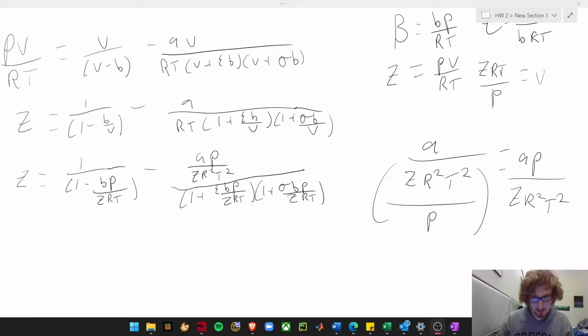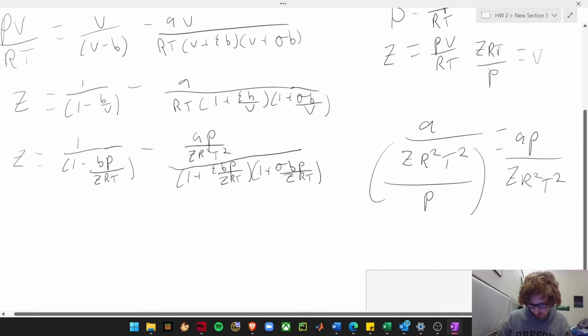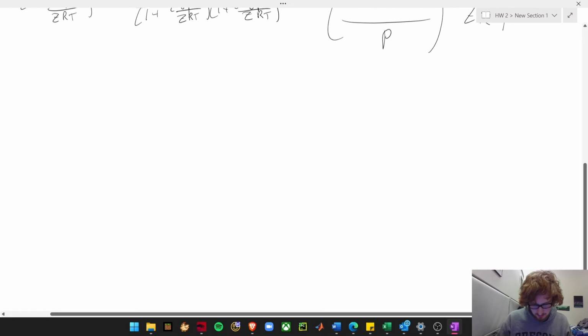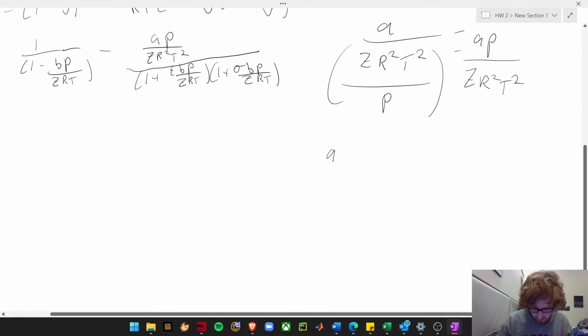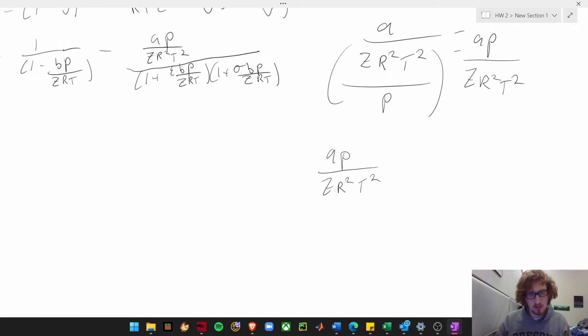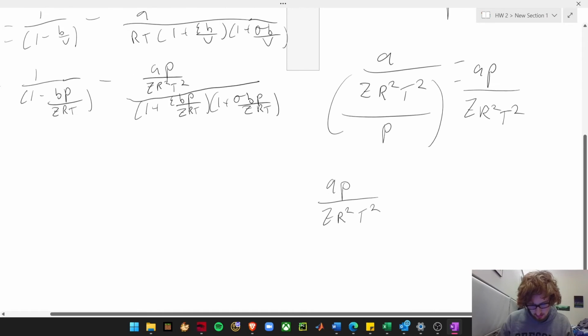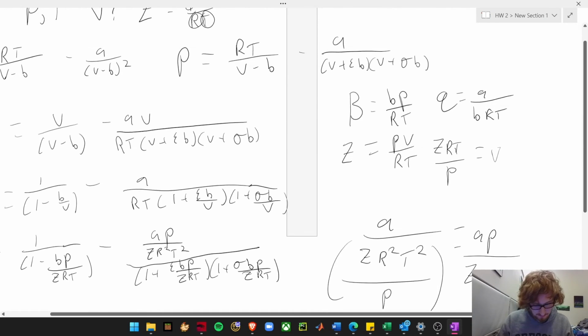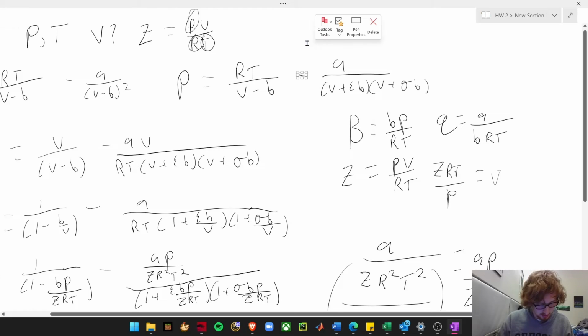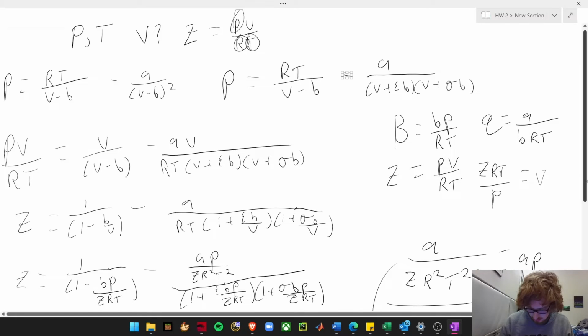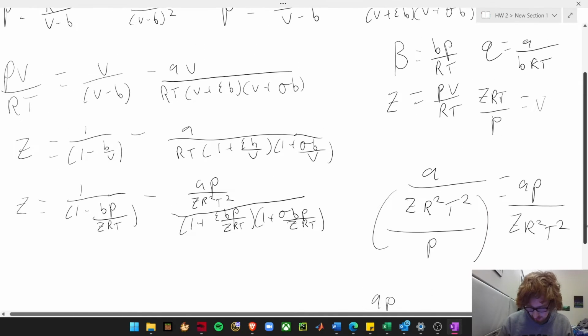Let's look a bit closer at our numerator here. So again, gonna give myself some more space once I find my cursor. And so we have AP over Z R squared T squared. So if we go look up at our, again, I lost my cursor. It's a real pain to navigate this. Should probably use my pen more. So if we look at our beta, wherever we wrote that down at, oh, there it is.